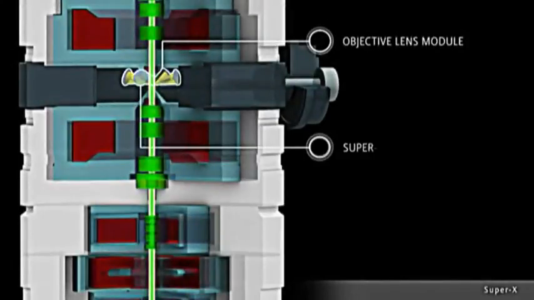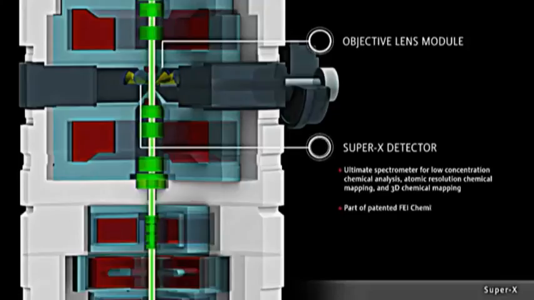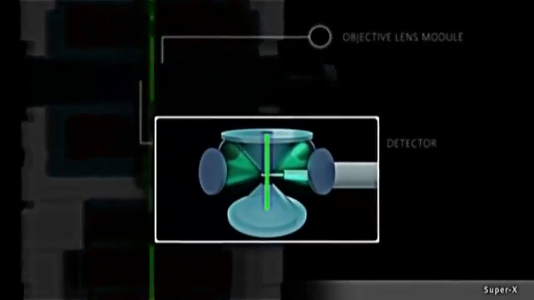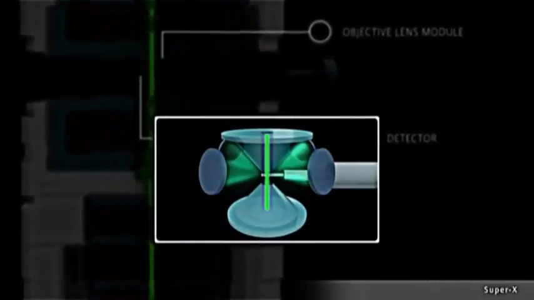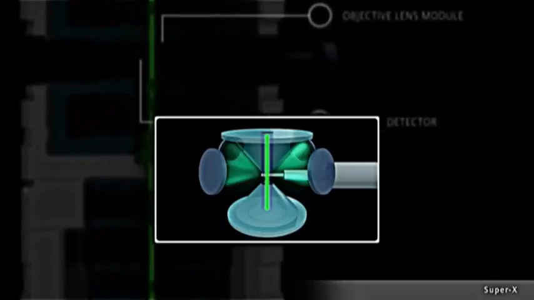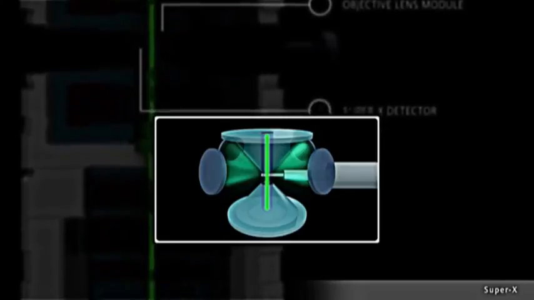This powerful combination of unique technologies in one platform is now complemented with the ultimate spectrometer for low-concentration chemical analysis, atomic resolution chemical mapping, and 3D chemical mapping, the Super-X detector, which is part of the FEI patented ChemiSTEM technology. The symmetric design of 4 detectors around the sample increases the collection efficiency and allows for flexibility in tilt without losing the EDS signal.